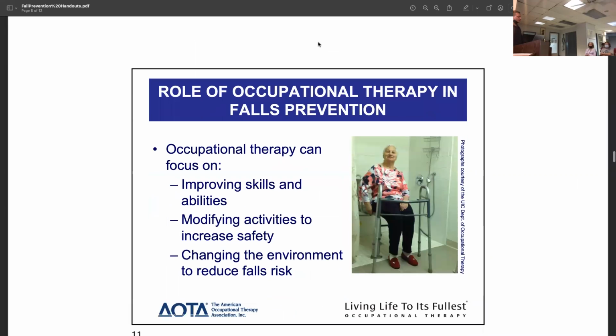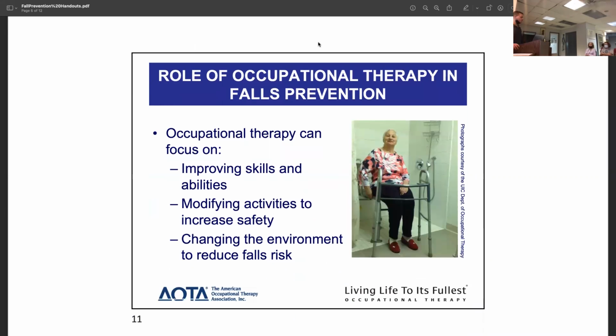So for those with a physical and mental change that make it harder to do things, occupational therapy can be directed at improving skills and abilities like your strength or your balance or how we plan tasks, teaching people how to modify activities so they can do them more safely, or changing the area or environment around them to reduce the risk of falls. So as occupational therapists, we target all of those areas and we figure out which ones are most detrimental to your ability to do the things you want to do. So your home can be made safer by doing things like improving lighting and removing tripping hazards like clutter or electrical cords.